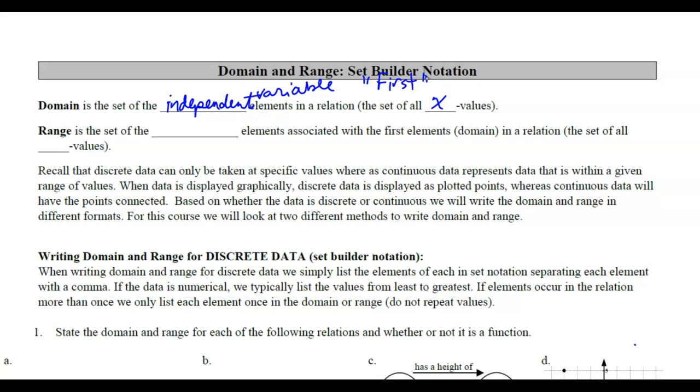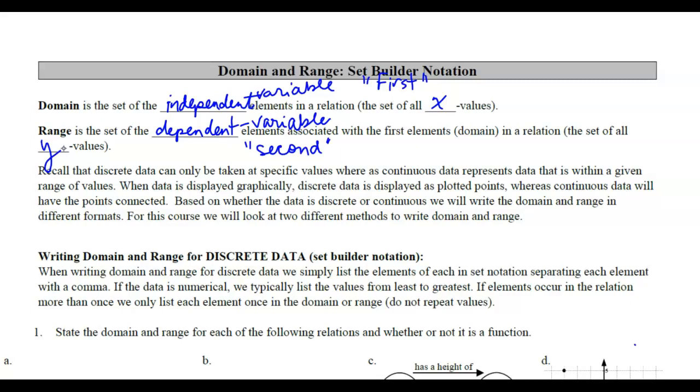Okay. Range is the set of all of the dependent variable elements, which are really the second values if you're looking at sets of ordered pairs. Okay, and so those are typically the y values, unless you're doing an application question, right? Obviously, it could be something different.